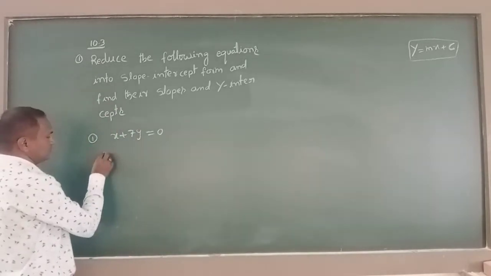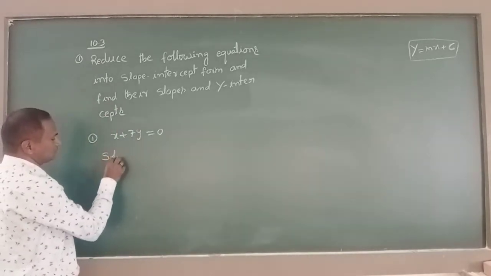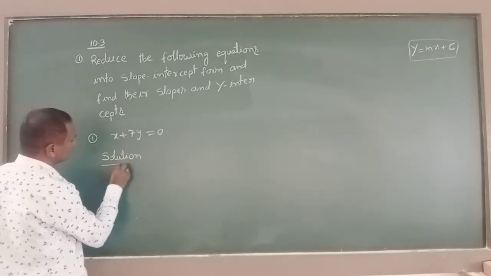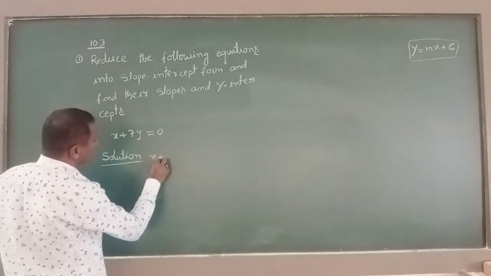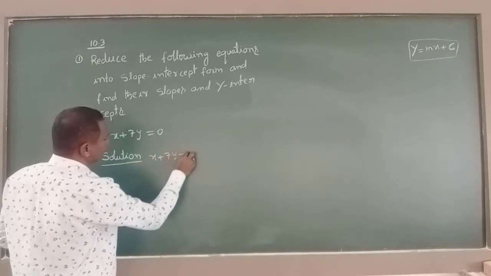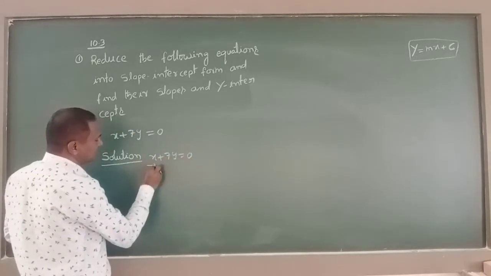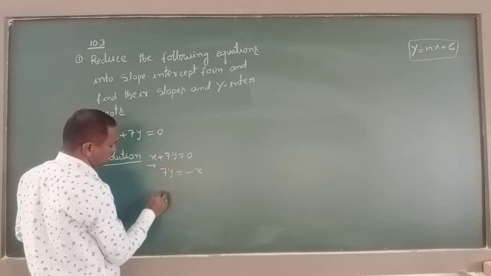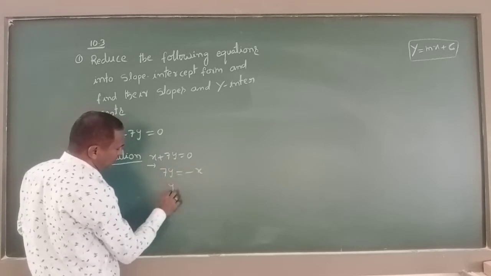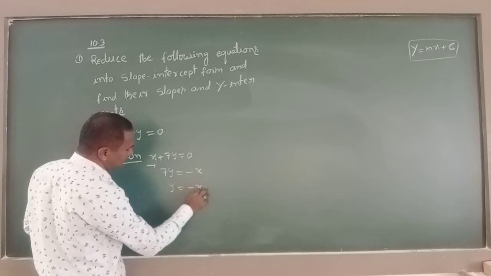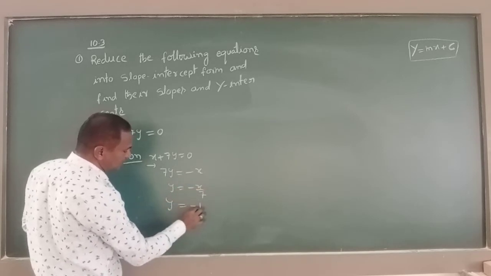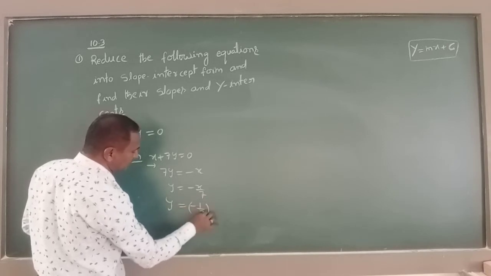Now the solution for this question is: x plus 7y is equal to 0. Send x to the other side, then it becomes 7y is equal to minus x. That implies y is equal to minus x by 7. This can be written as minus 1 by 7 of x.